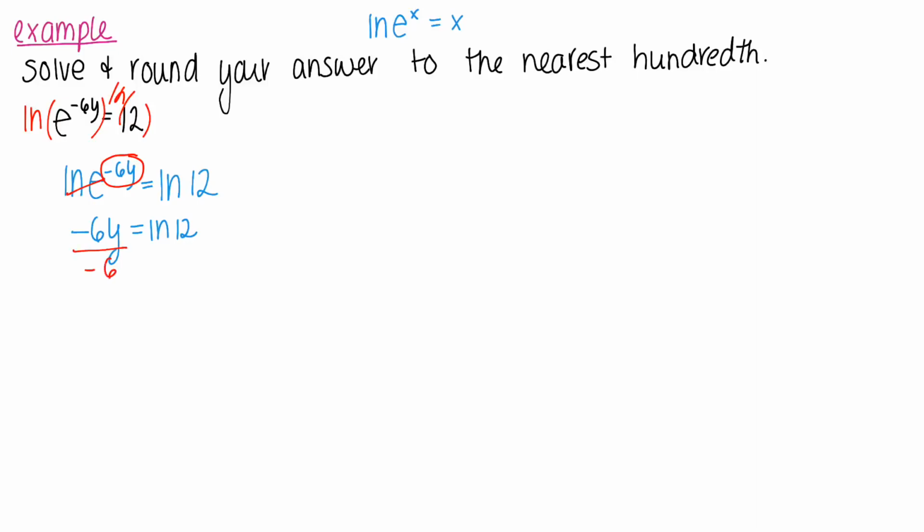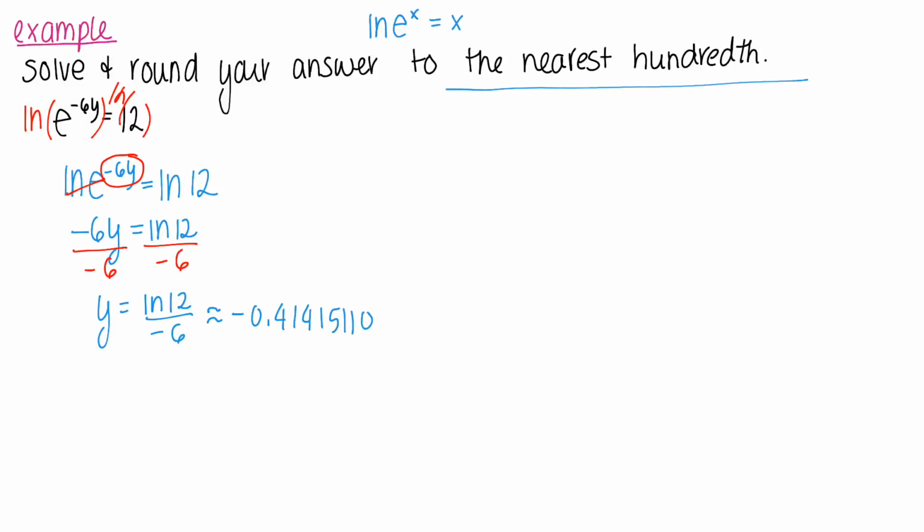To get the y by itself, I'm going to divide by negative 6 on both sides. You get y equals ln 12 over negative 6. You plug that into your calculator because it asked us to round to the nearest hundredth. So ln 12 over negative 6, and it gives me negative 0.41415110183. Hundredth spot is right here. Next number is not greater than 5, so we won't round up. So we have negative 0.41 as our answer.